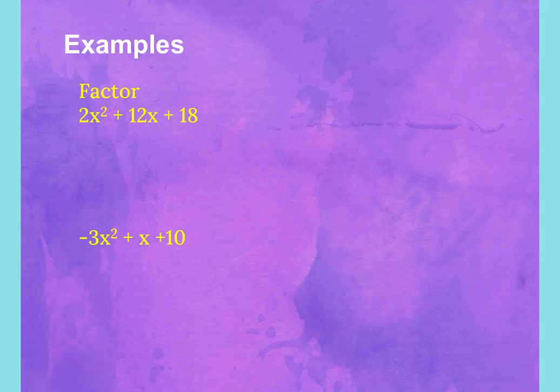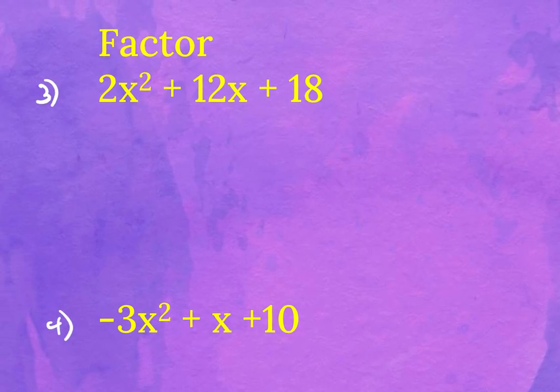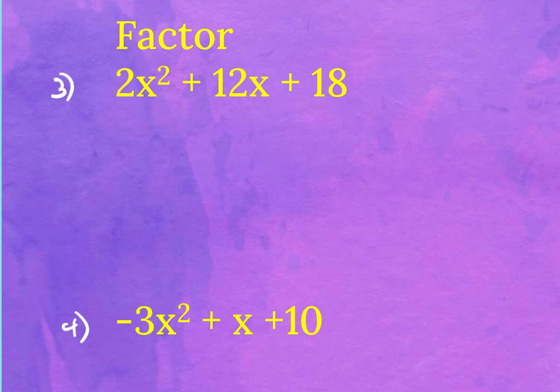Okay, here's some additional practice. So if we were numbering these would be 3 and 4. Okay, 3 terms again. This time when I look at number 3, these are all divisible by 2. So the first thing I'm going to do is factor out that greatest common factor. So divide this by 2, this by 2, and this by 2. And I get x squared plus 6x plus 9.